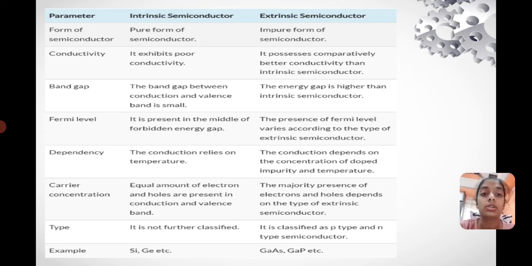Carrier concentration. Equal amounts of electrons and holes are present in the conduction and valency band. The majority presence of the electrons and holes depends on the type of extrinsic semiconductor. Type. The intrinsic semiconductor is not further classified. In extrinsic semiconductor, they are classified as p-type and n-type. Example: silicon, germanium, and gallium.